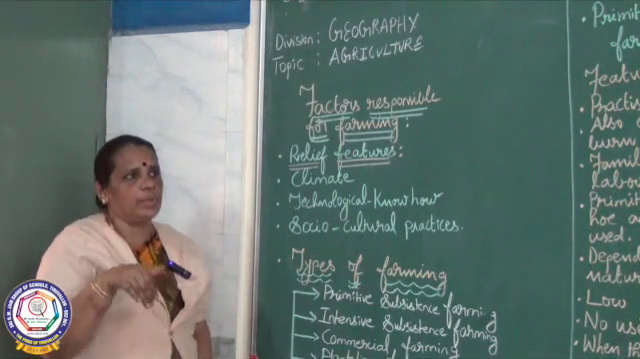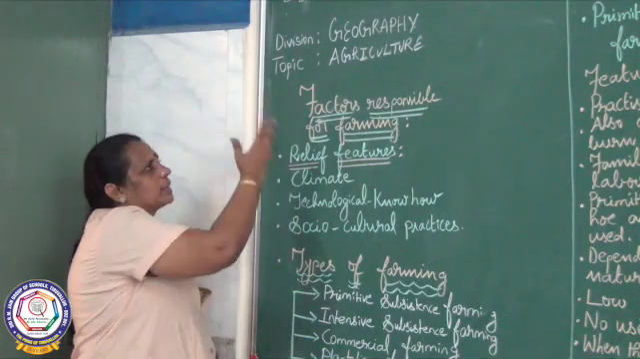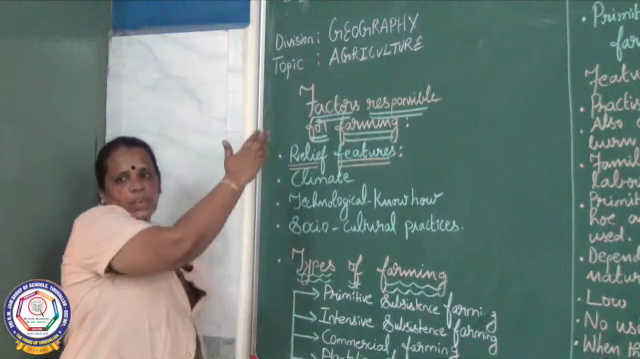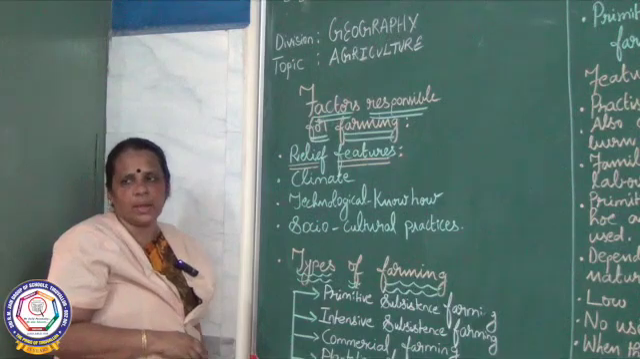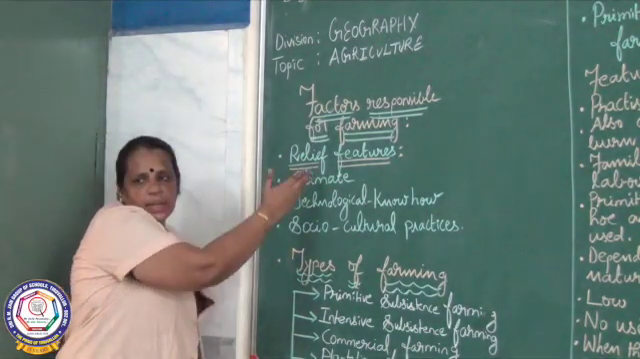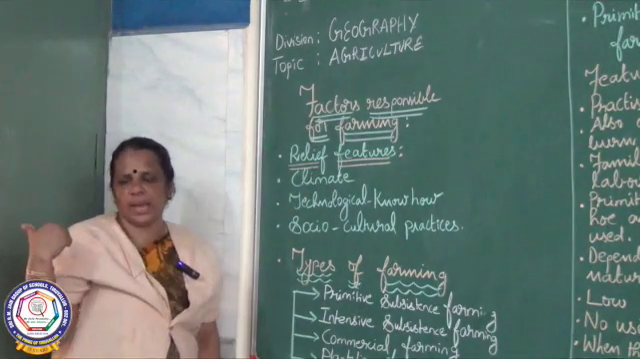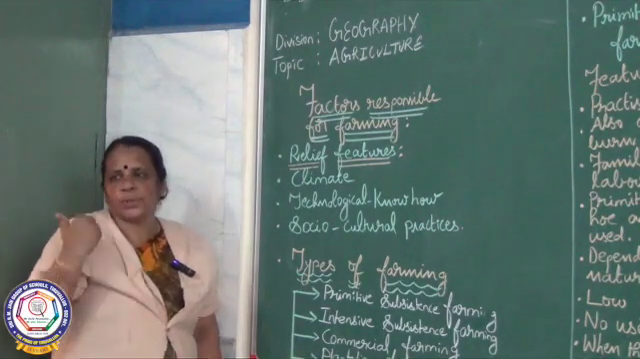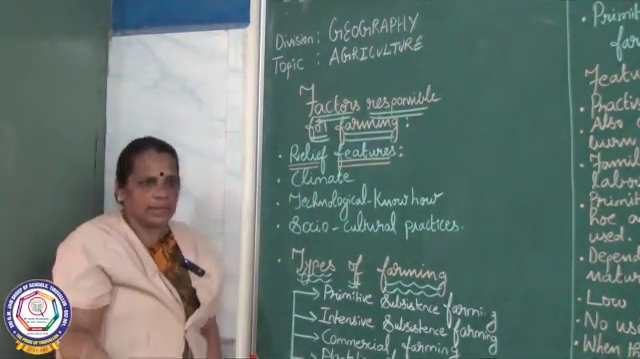Now, I am going inside the lesson, and the first unit is to discuss the factors which are responsible for farming. There are 4 main factors which are responsible for farming. The first one is relief feature. Relief feature is nothing but the type of landforms. We have different types of landforms like mountains, plateaus, plains, coastal areas, etc. Relief features play a greater role in farming activity.